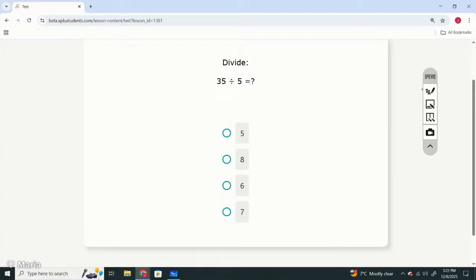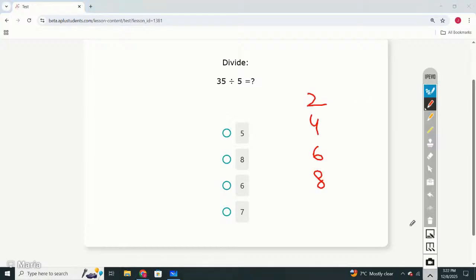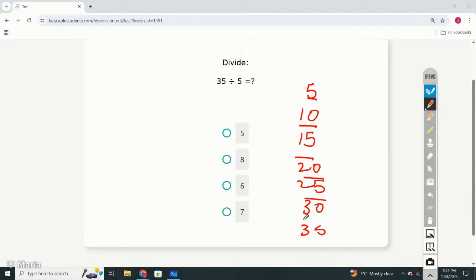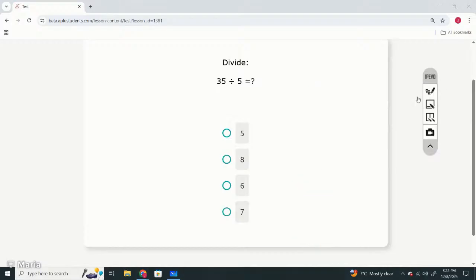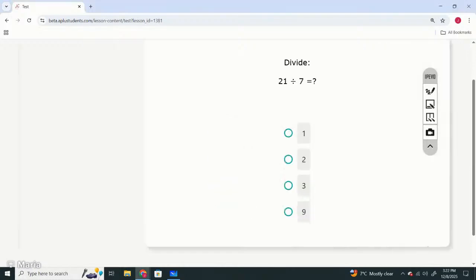35 divided by 5. So you can skip count by 5's until 35. So start with 5 and keep counting until 35. So 5, 10, 15, 20, 25, 30, 35. So let's just count how many times we skip counted. 1, 2, 3, 4, 5, 6, 7. So 35 divided by 5 is 7. The correct option is option number 4, that is 7.